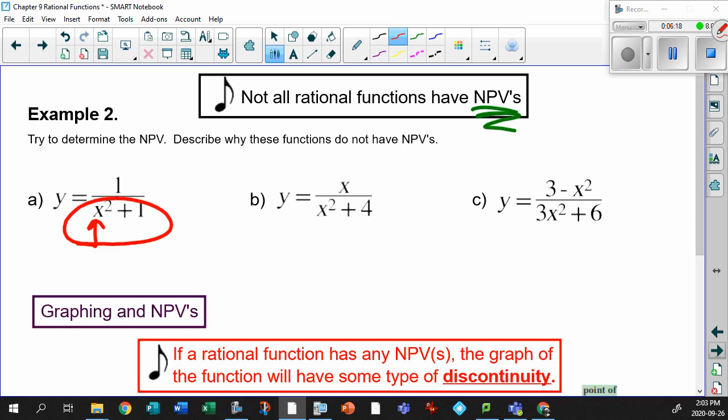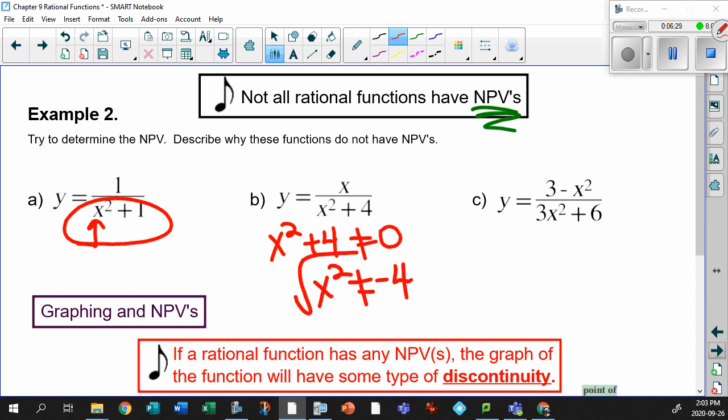I have some stuff to show you. Same thing goes with this one. x squared plus 4 cannot equal 0. Bring the 4 over, and look what happens. It becomes negative 4, and again, you can't square root this. So this doesn't have NPVs either.